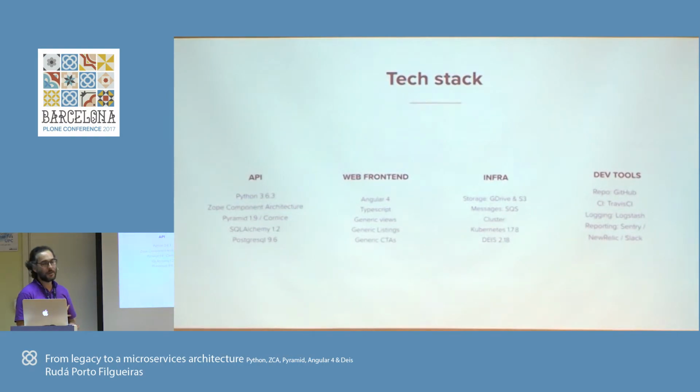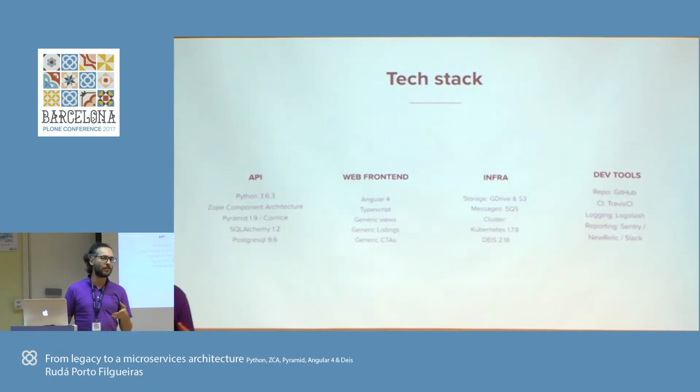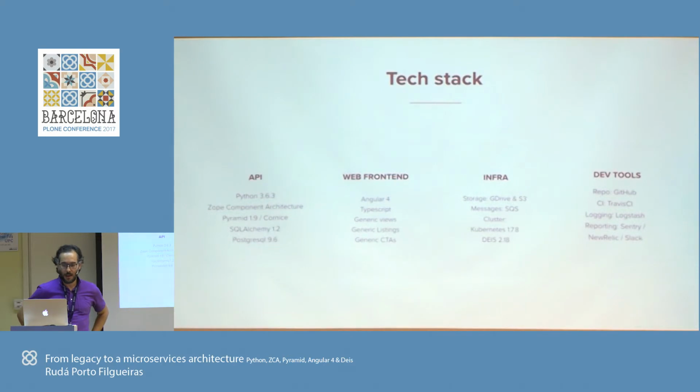We worked with Pyramid. We started with Pyramid 1.8. Now we have 1.9. In our database models we worked with SQLAlchemy. We are now using the beta version 1.2, which has a huge improvement in performance because SQLAlchemy enables by default the cache of the compiling of the ORM, and we are using PostgreSQL.